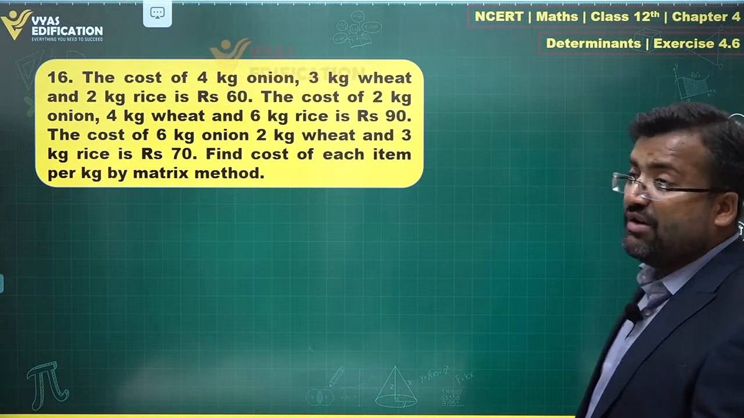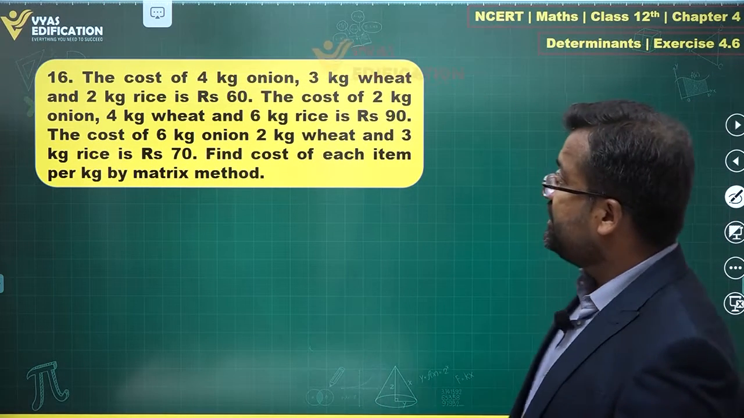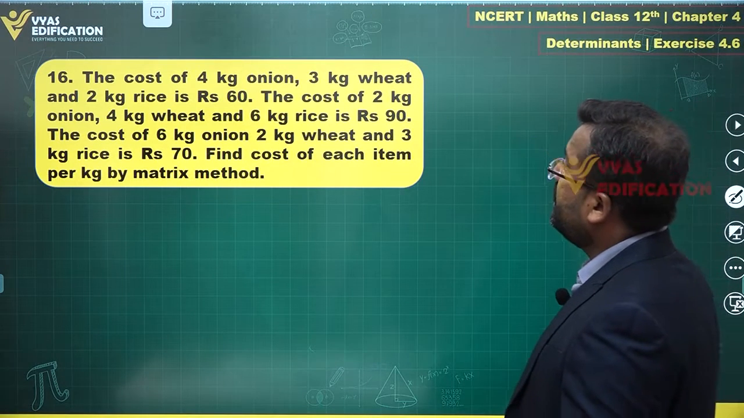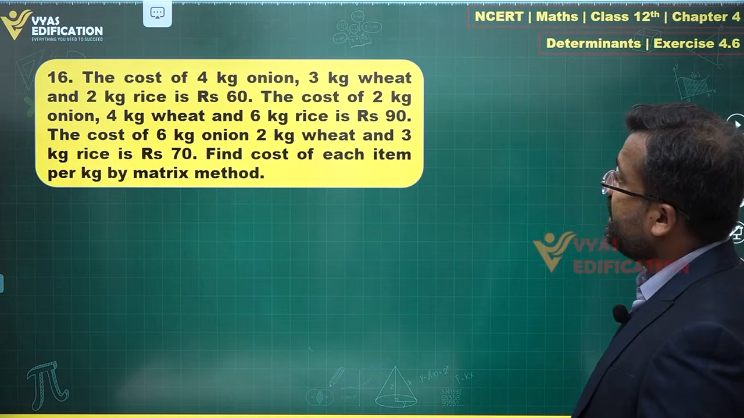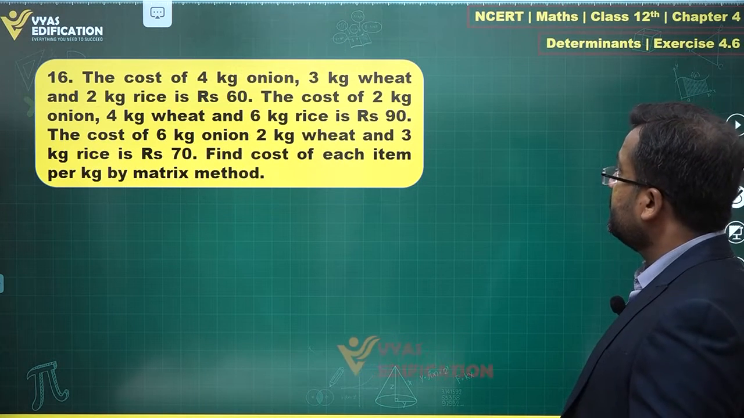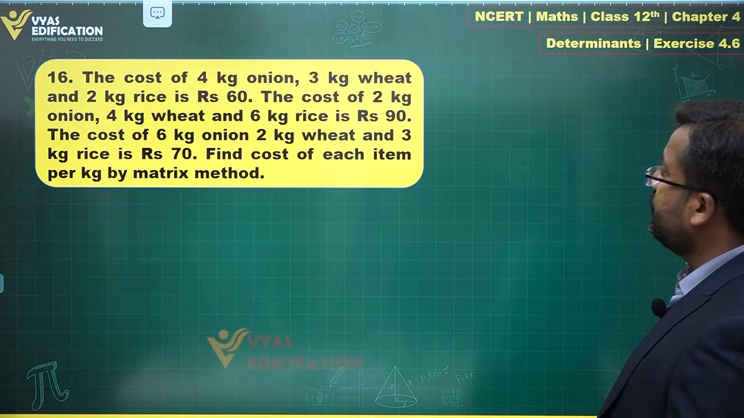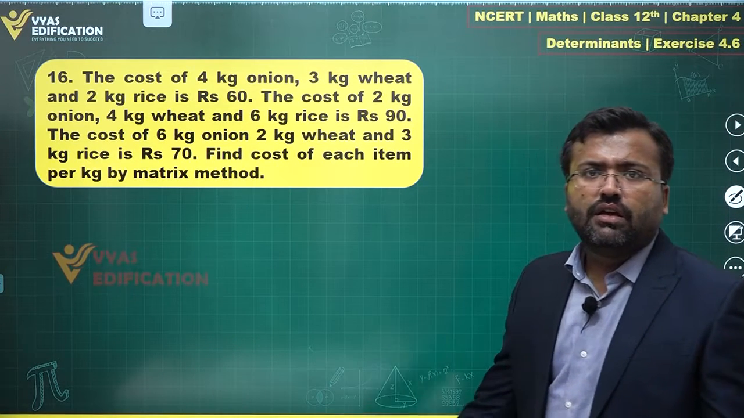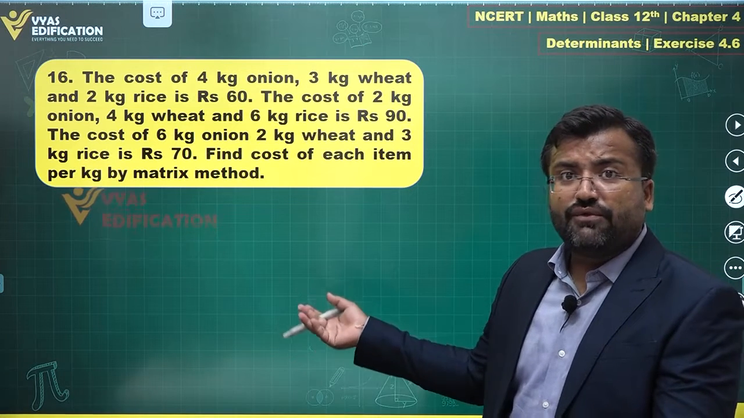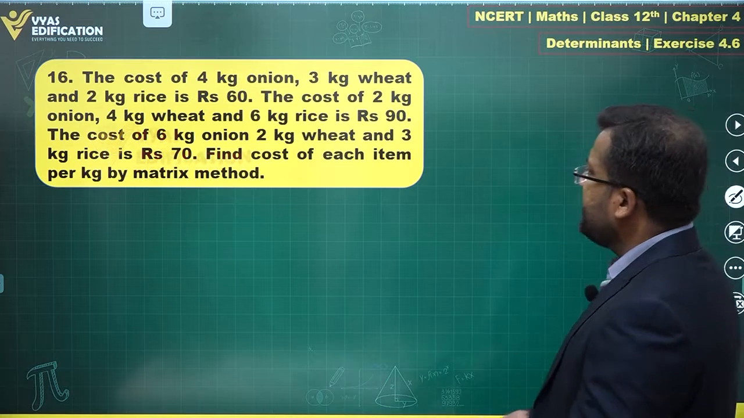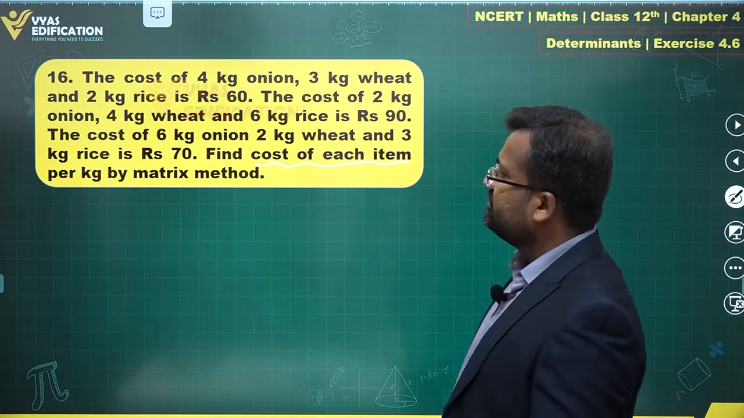This, okay, a word problem. Yes, a word problem based on matrices and determinants solving system of equations. So the cost of 4 kg onion, 3 kg wheat and 2 kg rice is rupees 60. The cost of 2 kg onion, 4 kg wheat, 6 kg rice is 90, and 6 kg onion, 2 kg wheat, 3 kg rice is 70. Find the cost of each item per kg by matrix method. You know what are the unknowns. You can form the equations and then solve for the unknowns. What are the unknowns? The prices, cost of each item.